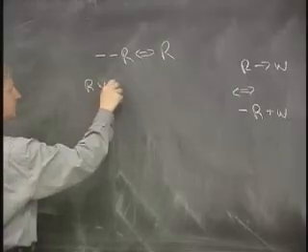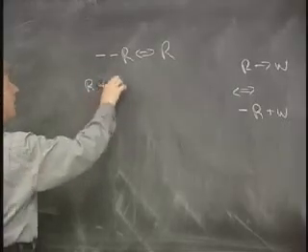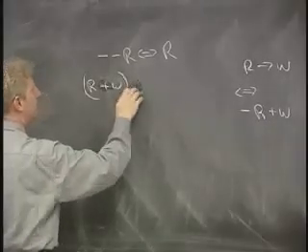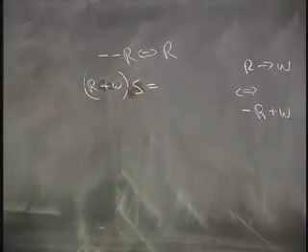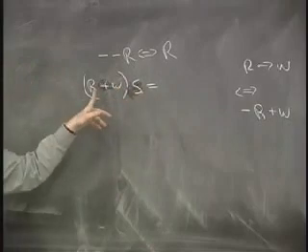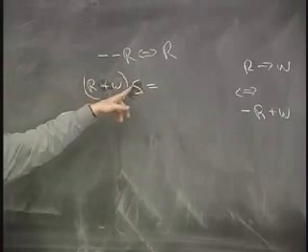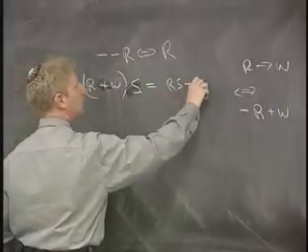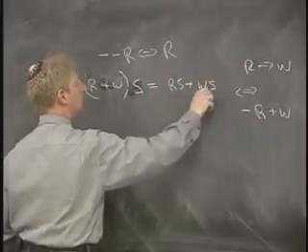R and W, do it this way. R or W and S. You can use the distributive law. R or W and S is the same as R and S or... Good.